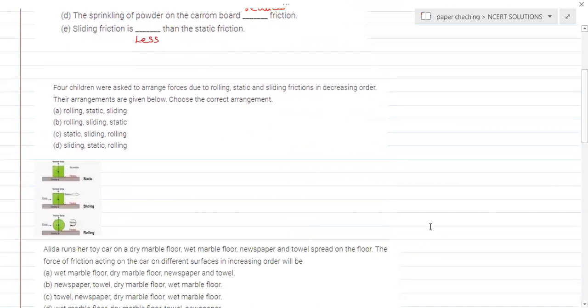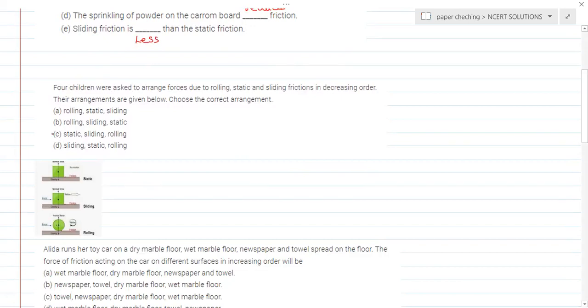Coming to question number second, four children were asked to arrange forces due to rolling, static, and sliding friction in decreasing order, right? So higher the friction, higher the force required, right? So you have to arrange the frictional forces.